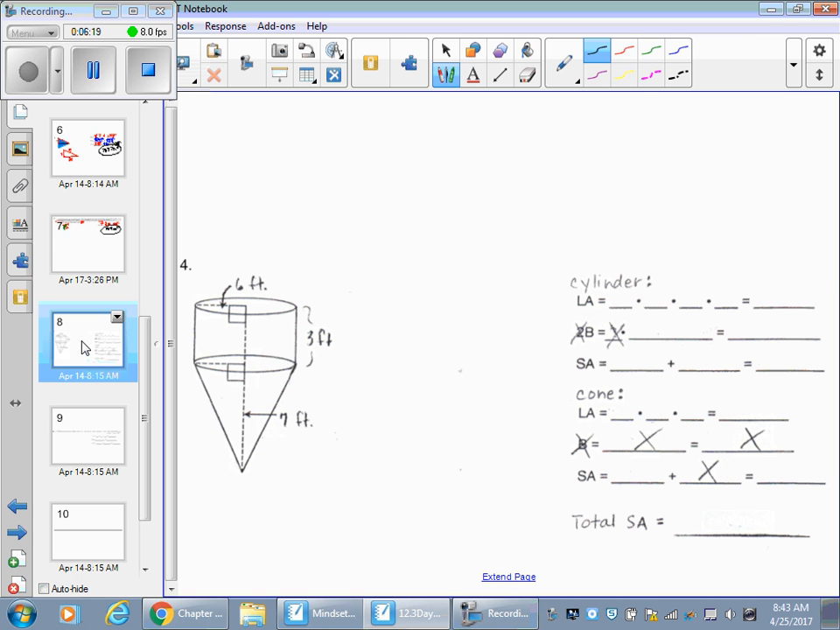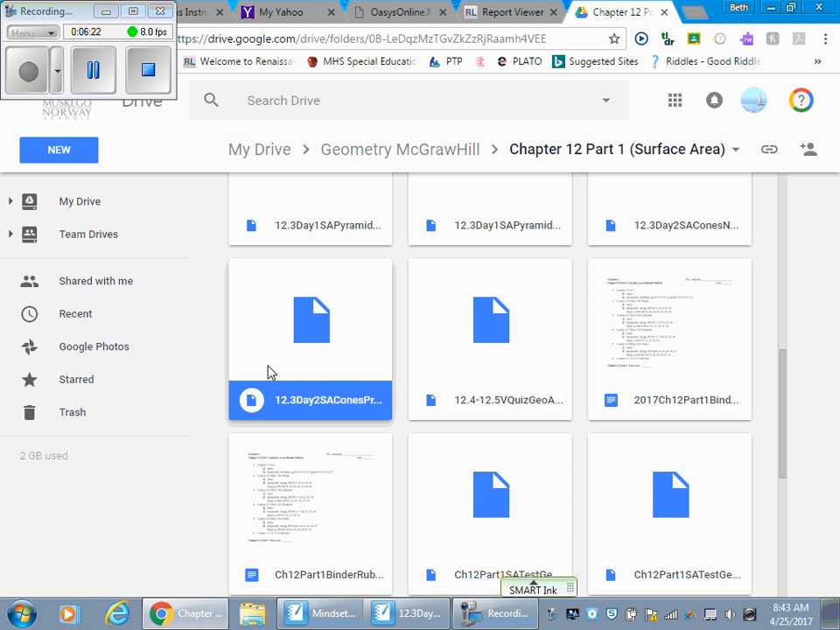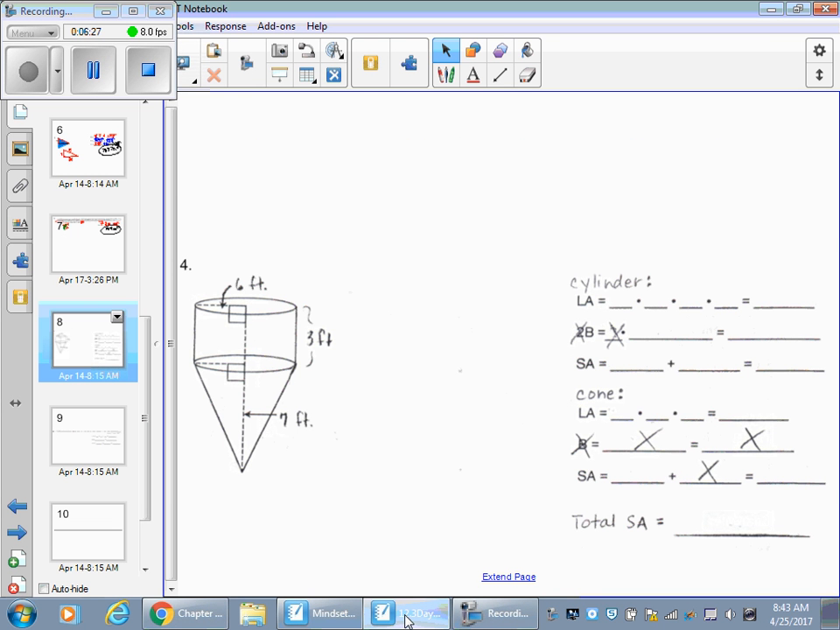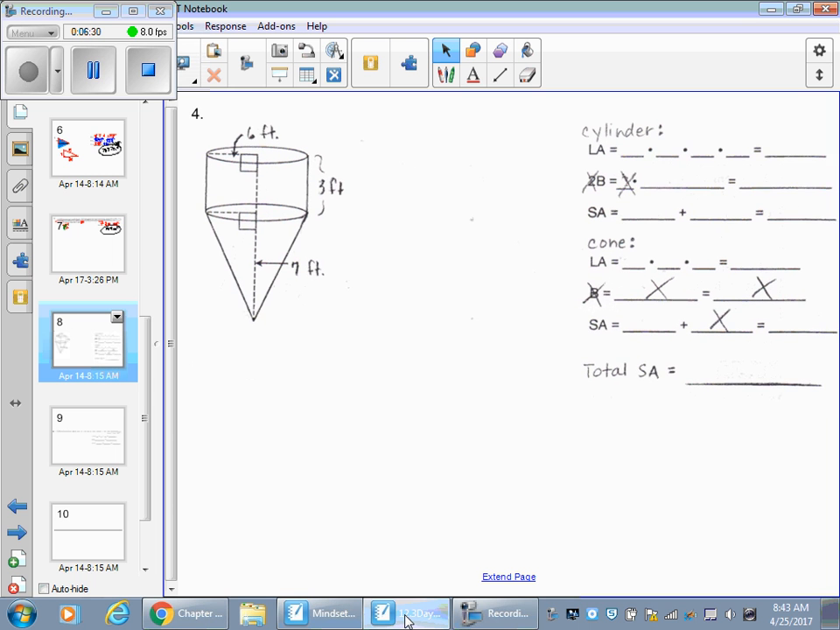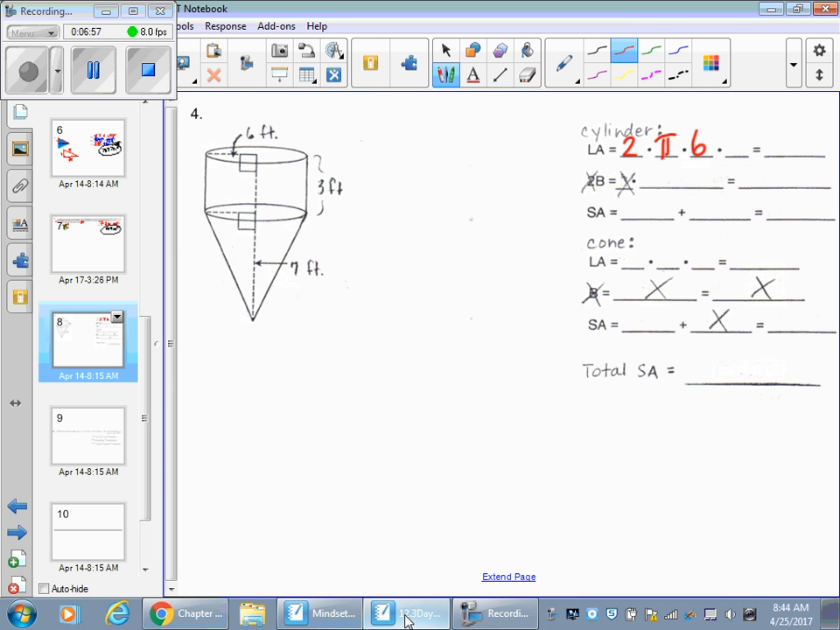Okay, so now we've got this crazy thing. I've got this shape, like a cylinder on top of a cone. Well, let's figure out the lateral area of the cylinder. Remember that the lateral area of the cylinder is 2 pi radius times the height. The radius is 6, times the height. What's the height of that cylinder?